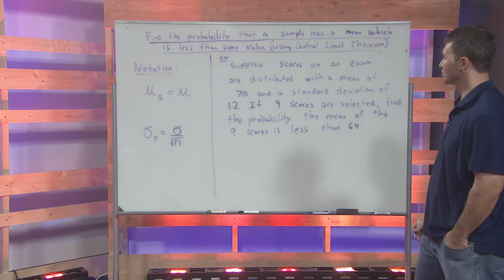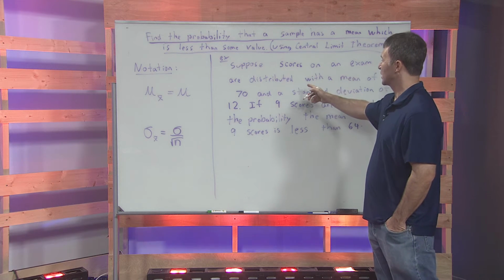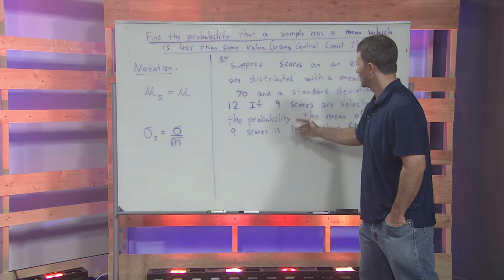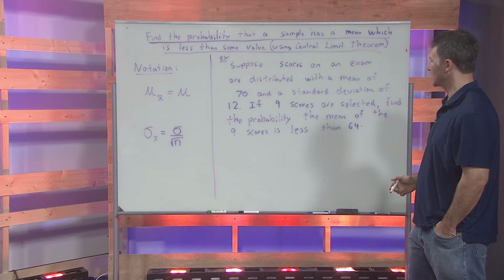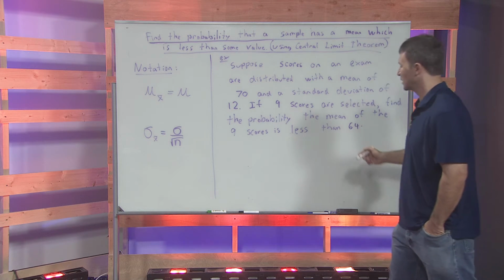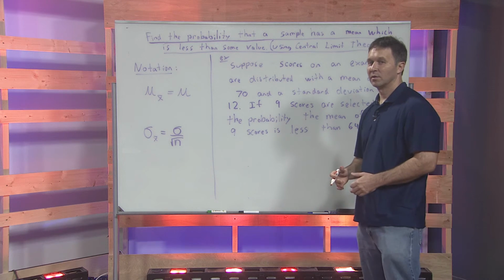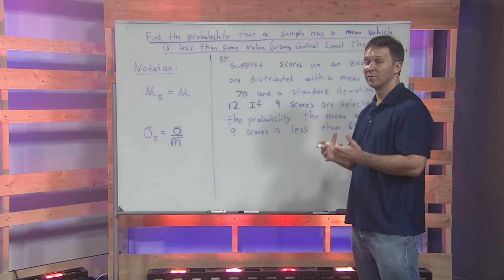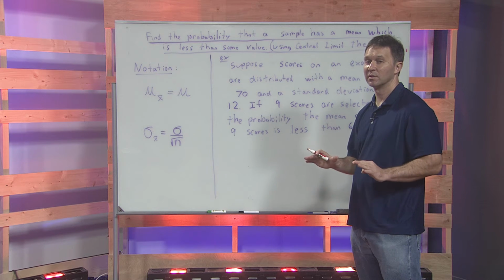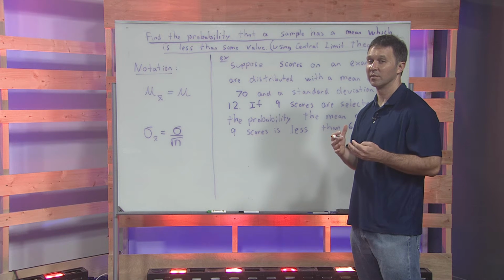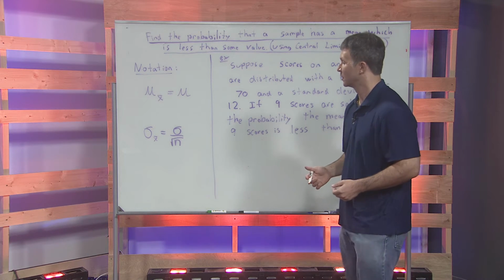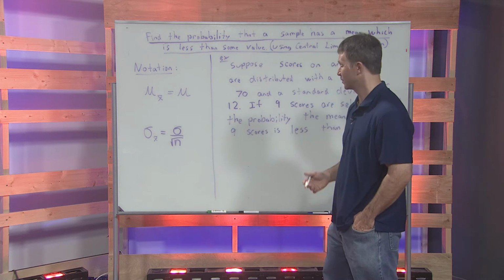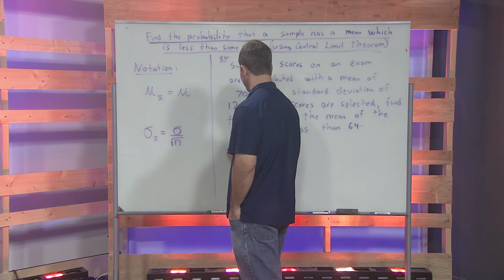Okay, so here's the problem. Suppose scores on an exam are distributed with a mean of 70 and a standard deviation of 12. If 9 scores are selected, find the probability that the mean of the 9 scores is less than 64. Okay, so I want to remind you, when you're using the central limit theorem, the problems tend to be very, very similar to just general normal distribution problems. It's just that instead of dividing by sigma when you're finding the z-score, it's going to be sigma over square root of n when you're finding the z-score. So here's what the solution is going to be.